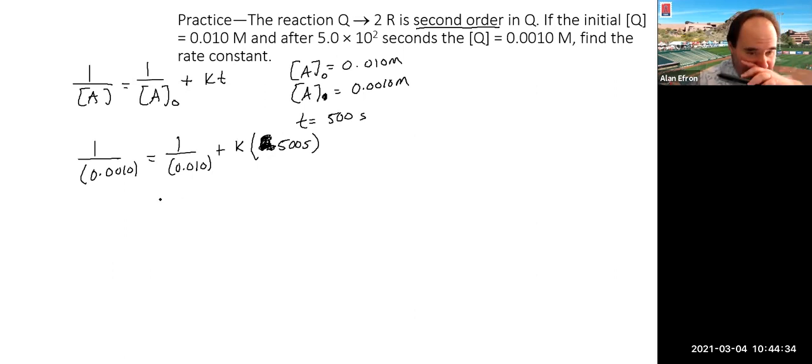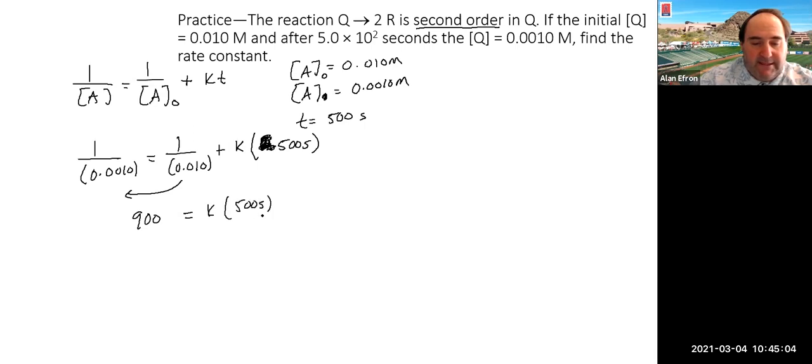Again, mathematically, sometimes it's best to do these things in parts. So I personally do 1 divided by 0.001. I'm then going to subtract this guy to the other side, so I go minus parentheses 1 divided by 0.01. That's going to give me something like 900 on the left-hand side, and that's going to equal k times our 500 seconds. We're then going to divide by 500 seconds to the other side. These guys are going to cancel, and that will leave us with 1.8.